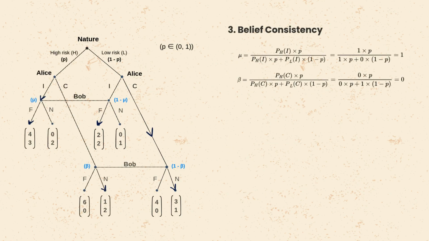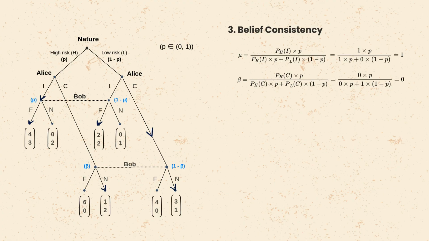Belief consistency. With the assumption that p is more than 0 and less than 1, and since high-risk Alice plays invest, and low-risk Alice plays not invest, both of Bob's information sets are on the equilibrium path. Now let's determine Bob's beliefs mu and beta. Let the probability that Alice is high-risk be p, between 0 and 1. Since mu is the probability that Alice is high-risk given that she invests, we can calculate mu and get mu is equal to 1. Similarly, beta is the probability that Alice is high-risk given that she does not invest, so we can calculate beta and get beta is equal to 0.